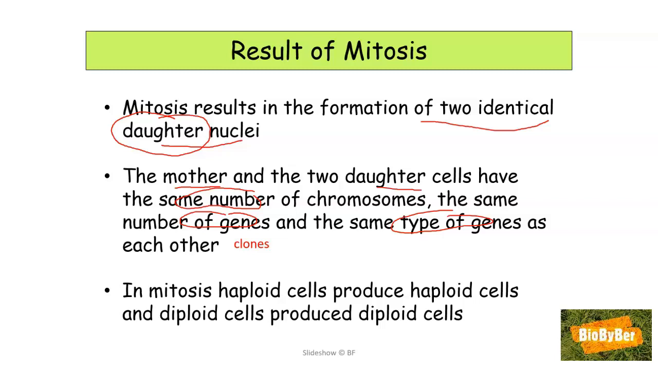Now, an interesting point for those of you able for a bit more is that in mitosis, haploid cells produce haploid cells. So in other words, if you start with a cell with a single set of chromosomes, you will end up with two new cells, each of which also have a single set of chromosomes. If you start with a cell where the chromosomes are in pairs, or a diploid cell, then two new diploid cells will be produced, each of which have two sets of chromosomes, or chromosomes in pairs.